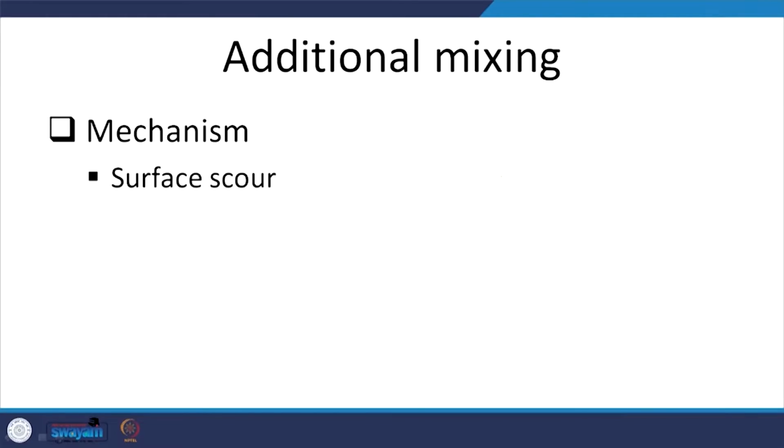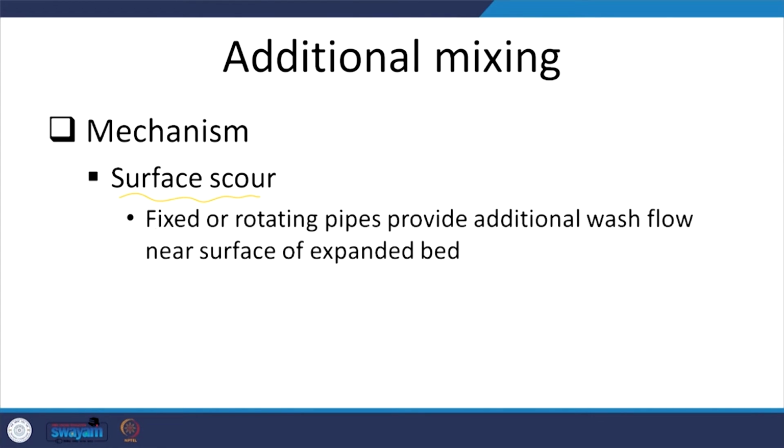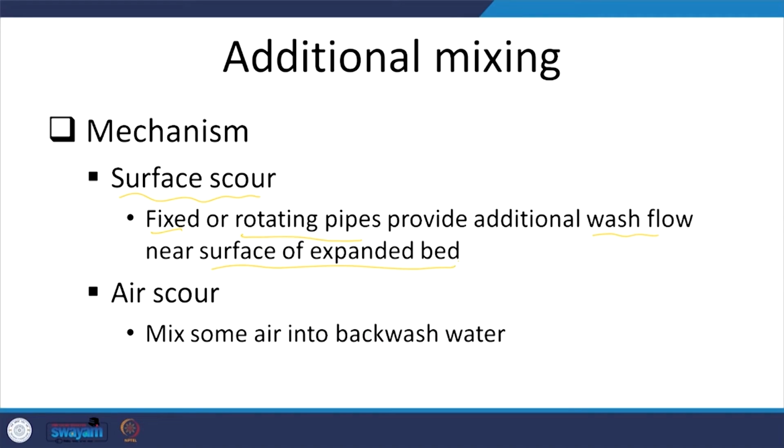Okay, what is the mechanism? The mechanism is surface scour, as in surface cleaning can be done. You will have surface scour pipes. That's one way to go about it. So you have fixed or rotating pipes which will provide more wash, or additional wash, near the surface of the expanded bed. So that's one way to go about it. And sometimes you will even pump air in along with this water. So that will give you that additional level of mixing that's required.